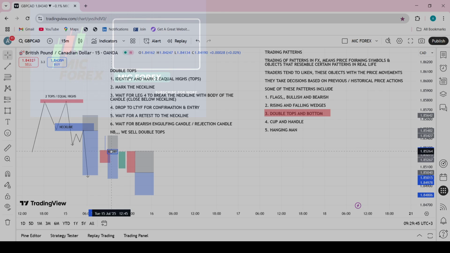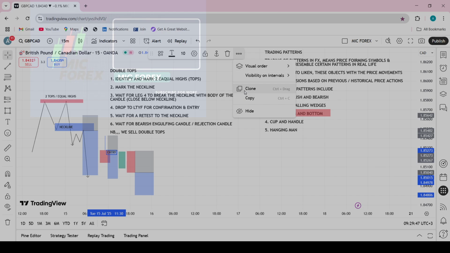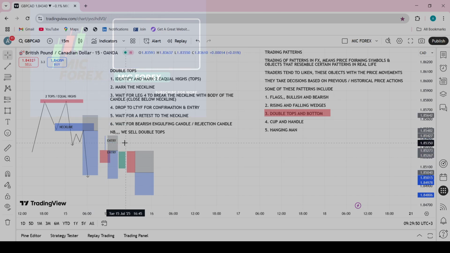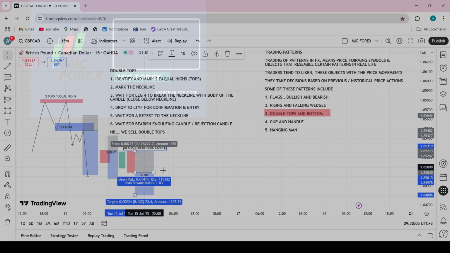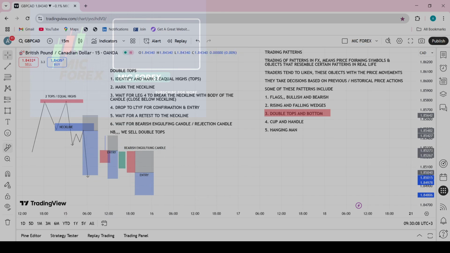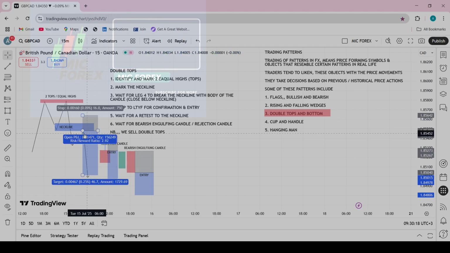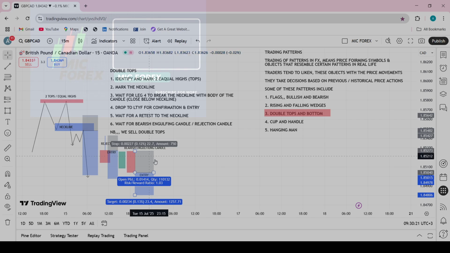So you enter at that point. Let me clone it and put it. You can also take your trade at that point. This is a bearish engulfing candle pattern. This is a bearish engulfing candle. This is a rejection candle. This one is a rejection candle. A rejection candle. Very easy, as easy as taking tea. So you take your trades when you see these two things happening.